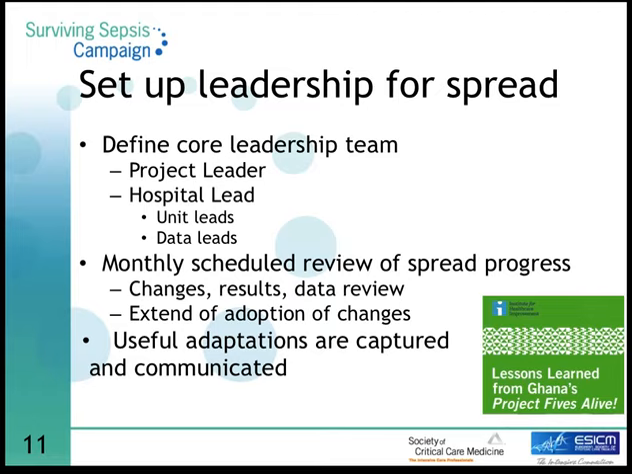Then good leaders schedule monthly meetings to review the spread progress. And so you start each one of those meetings reviewing the data, and then you ask for which of the changes have been implemented where, what new barriers are emerging, what results are we getting, where are we stymied and not getting results. So you really want to know the extent of adoption of the spread changes. That monthly meeting doesn't have to be an hour, but it needs to be regular, because that's part of communicating to the entire organization the relentlessness of your focus.